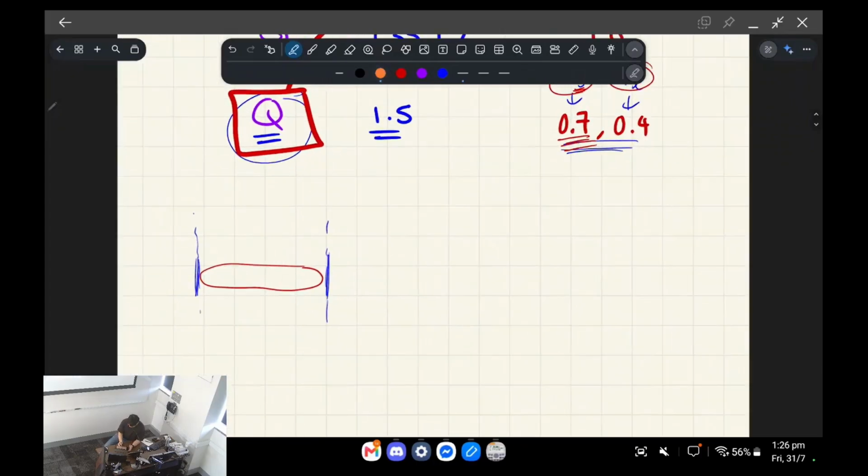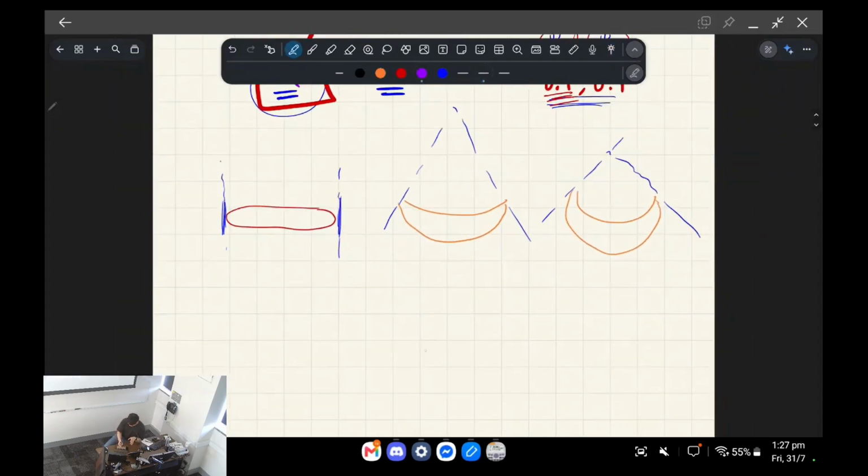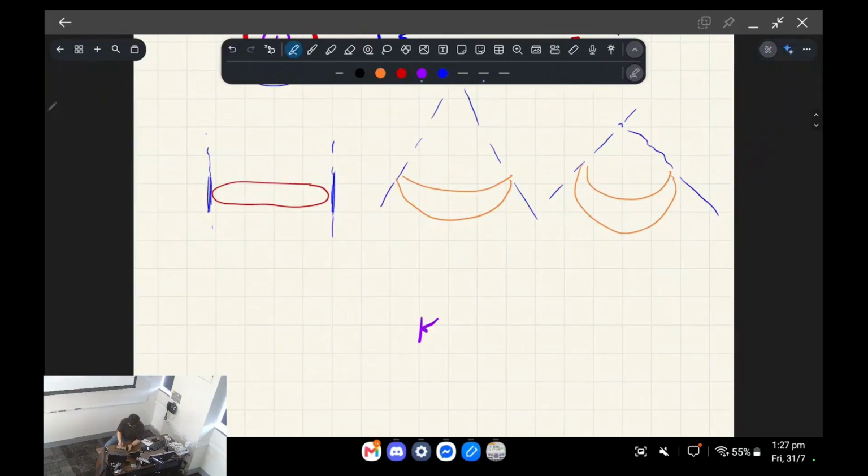Whereas for a banana, for example, I'm going to draw two bananas. If we do the same thing, we can have different levels of this concept called curvature. You can tell that this banana on the right is more curved than the banana in the middle, which is more curved than this cucumber. And the way that we measure curvature is with this Greek letter kappa.